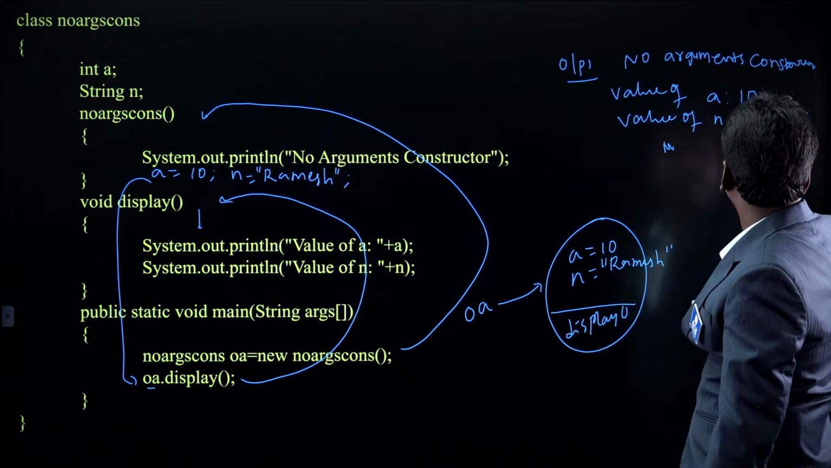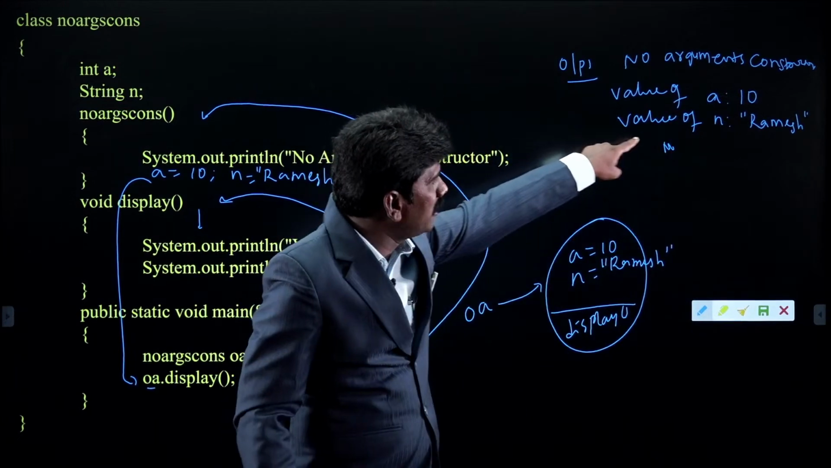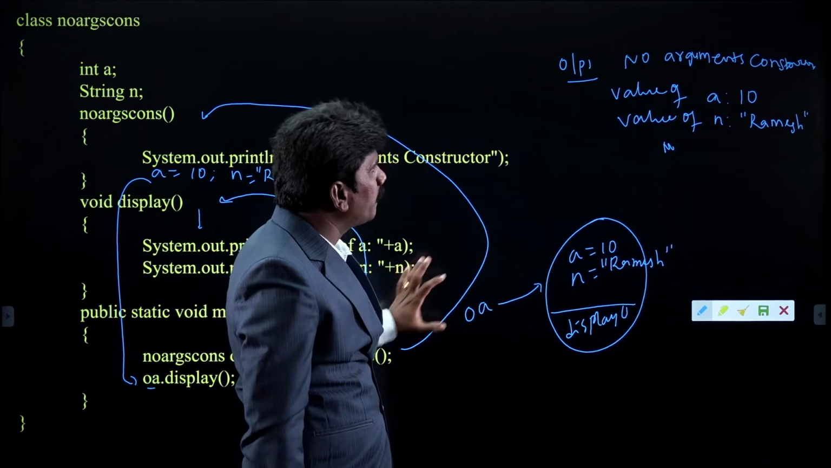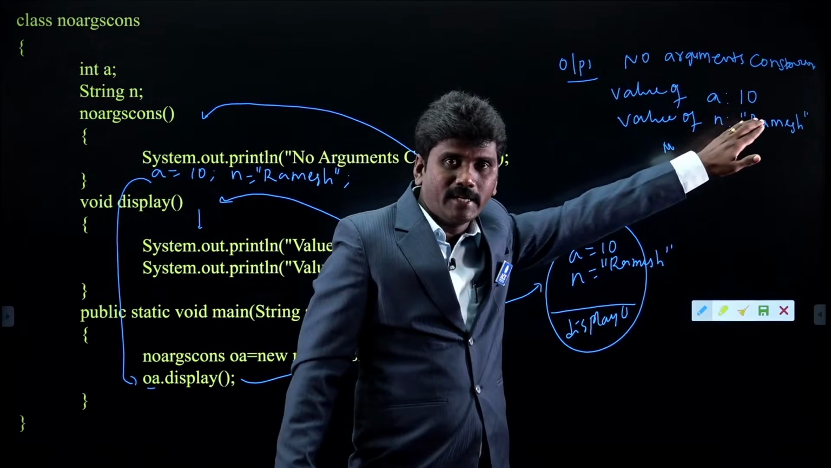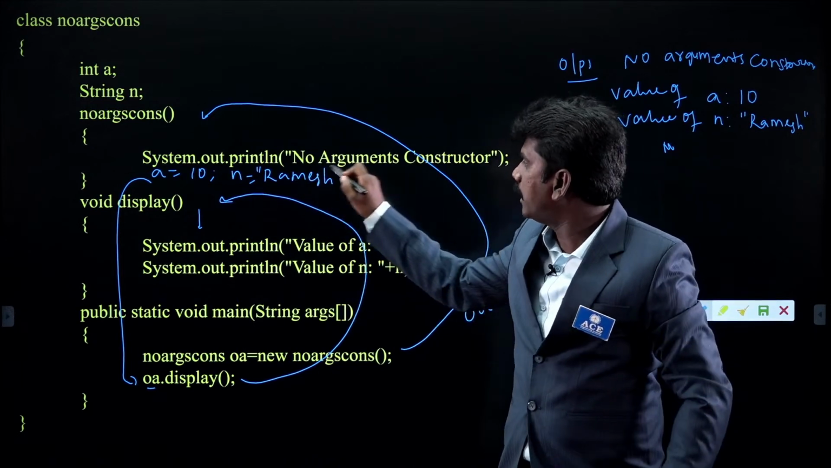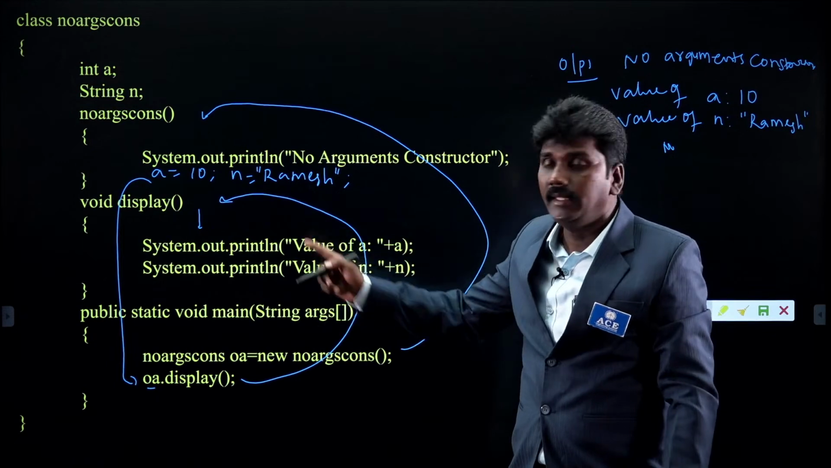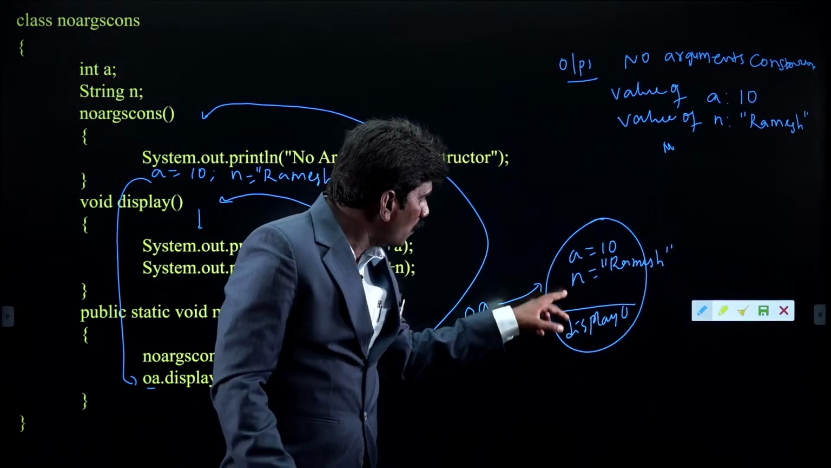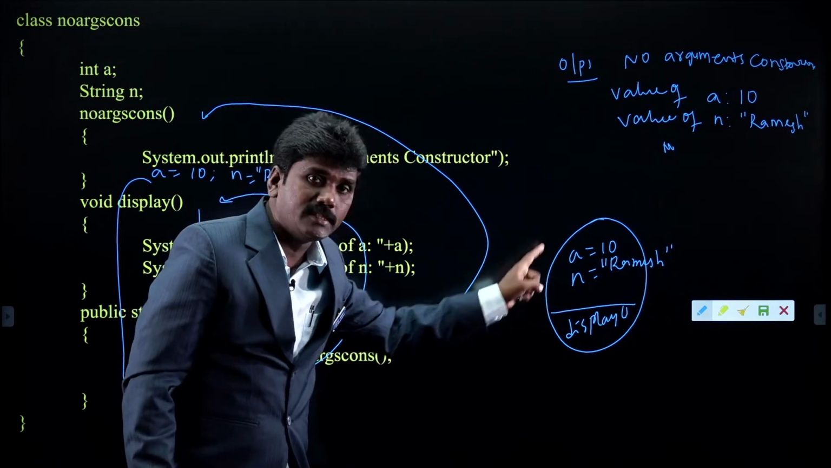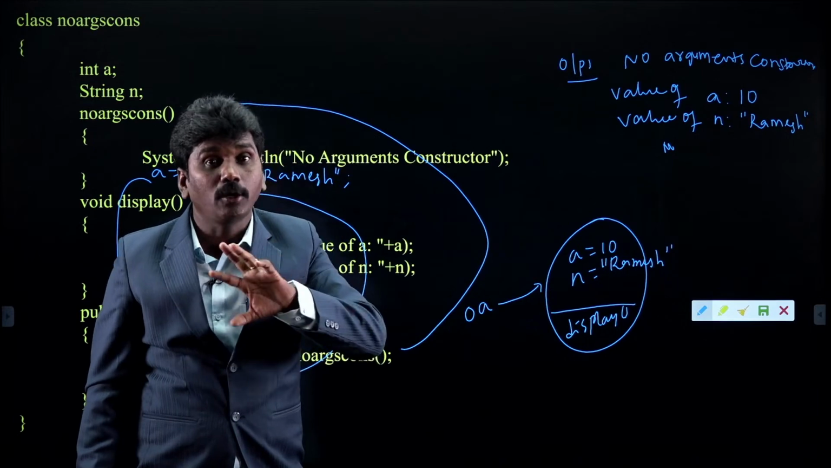It will be printed as Ramesh. Simply Ramesh will be printed. Value of N, Ramesh. Means the output for this program is going to be no arguments constructor, because inside the constructor we have the println no arguments constructor, that will be printed as it is. And then for this OA reference variable, A is equal to 10 and N is equal to Ramesh, both are initialized by the constructor automatically.